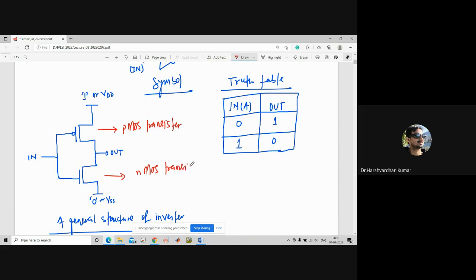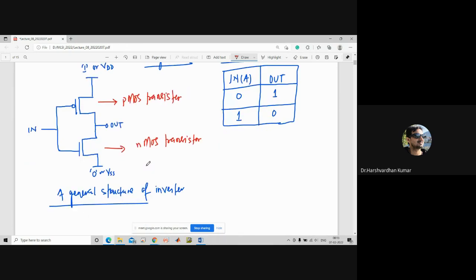For the NMOS transistor, what will be the input voltage for the gate? Should it be greater than 0 or less than 0? Greater than 0. We know very well that for an NMOS transistor to operate in the linear or saturation region, the gate voltage should be greater than the threshold voltage, so we need to apply a positive voltage at the input terminal. What about the PMOS transistor, Mugdha?